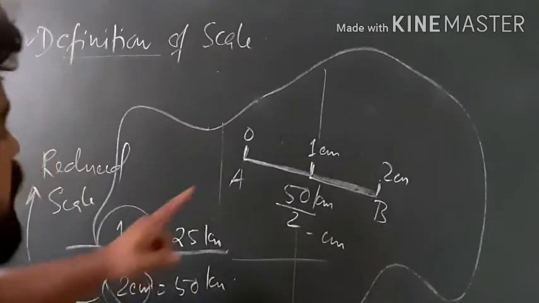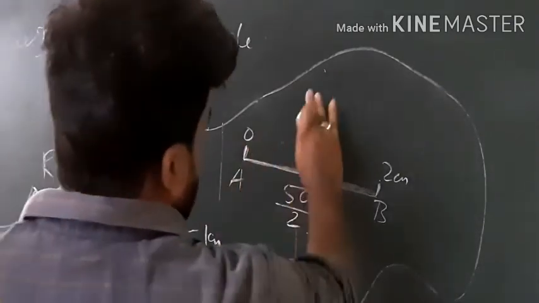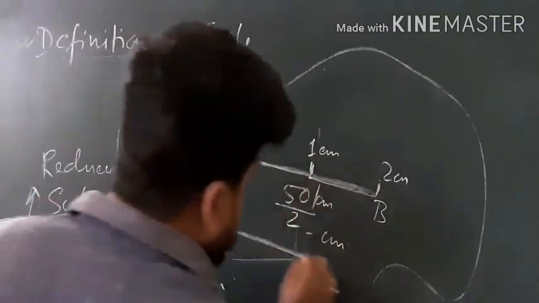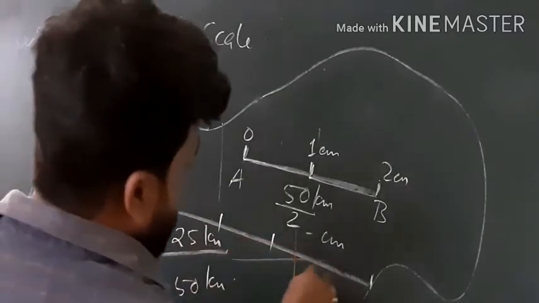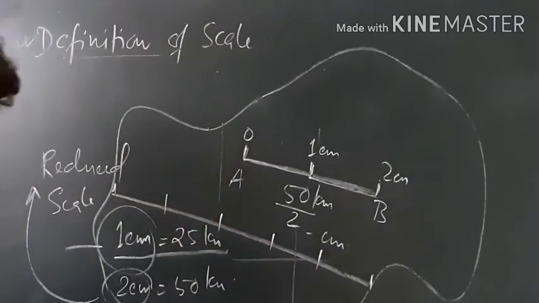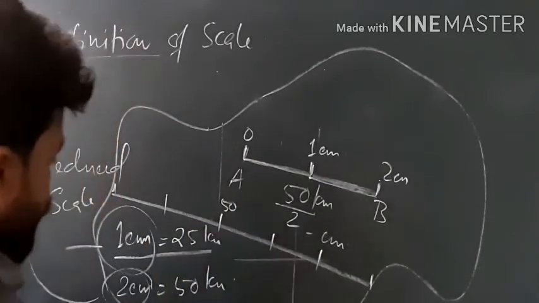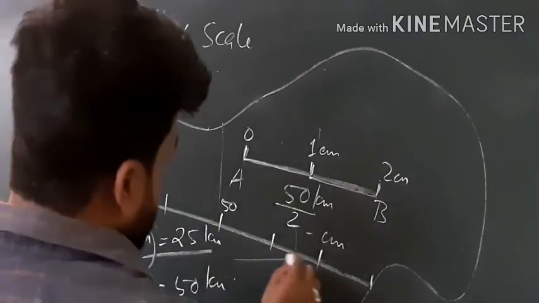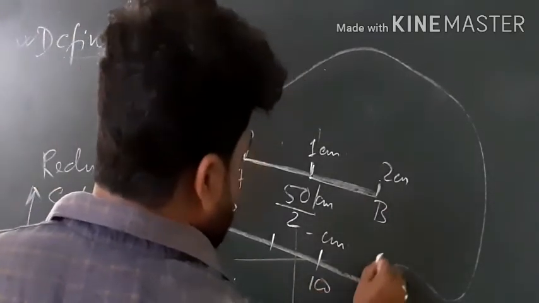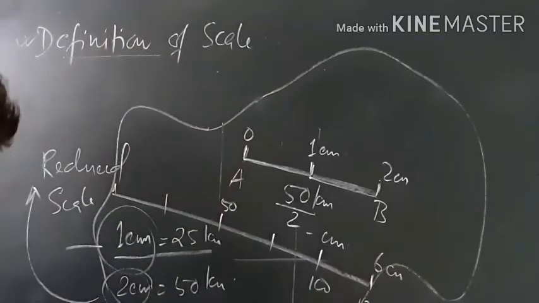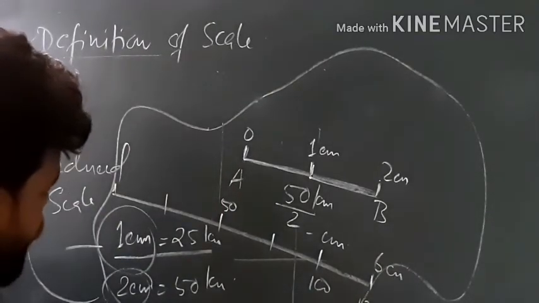Suppose from here to here: 1 centimeter, 2 centimeters, 3 centimeters, 5 centimeters, 6 centimeters. What will happen? If 2 centimeters is equal to 50, then up to here it will be 100, here 125. That means 6 centimeters on the scale. So now we can convert: this 6 centimeters is equal to 125 kilometers.